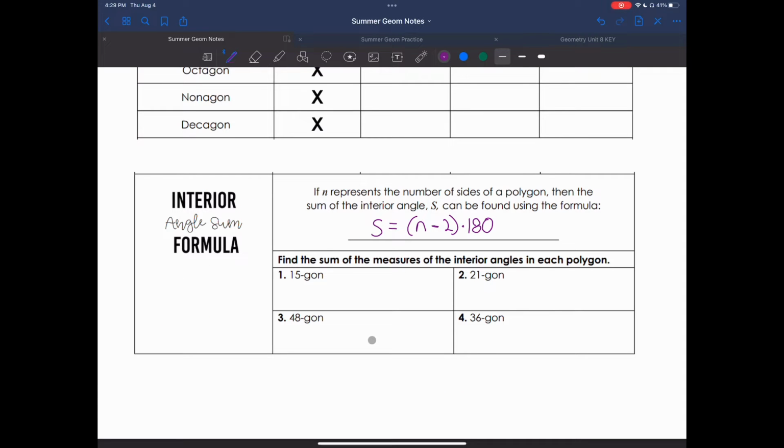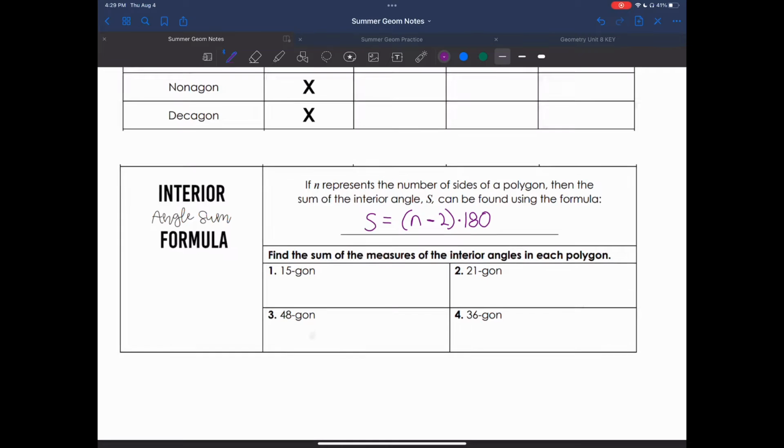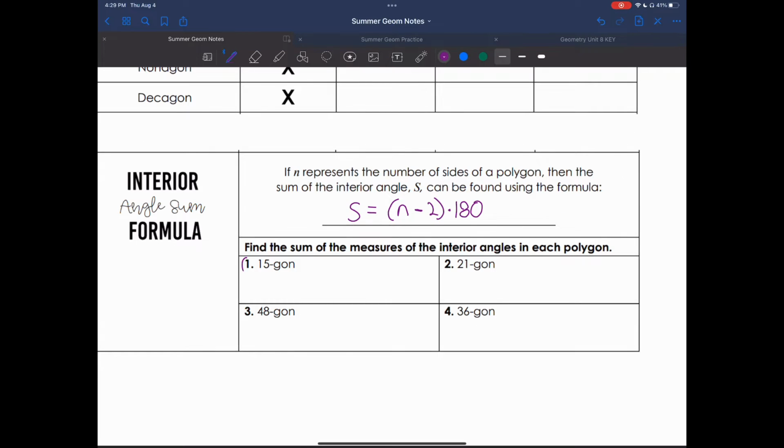And this is going to be a big calculator section. So maybe work through the first one with me and then pause it and try the others just to check your work. It says, find the sum of the measures of the interior angles in each polygon. Now, if you notice, these are bigger numbers, and you won't be expected to know the actual name of a figure that has 15 sides. So past 10, like a decagon, or 12, they're just going to ask you to write it like this. If it has 15 sides, we'll call it a 15-gon. If it has 21 sides, we'll call it a 21-gon, and so on.